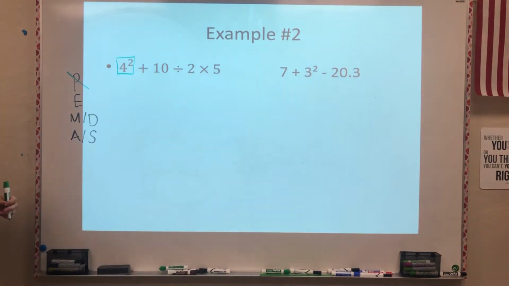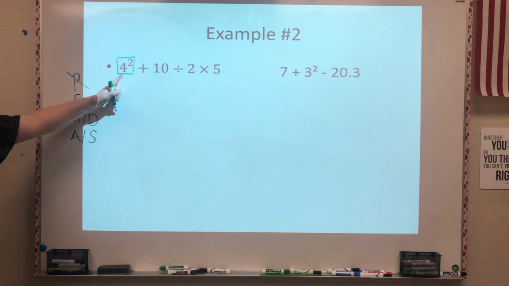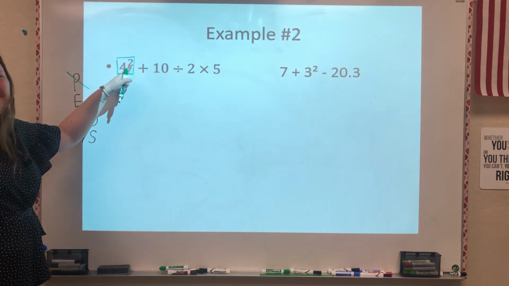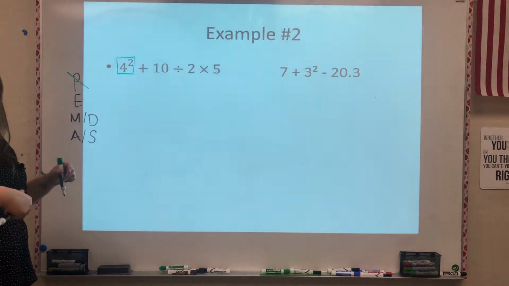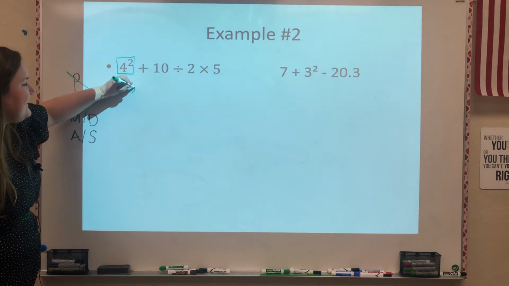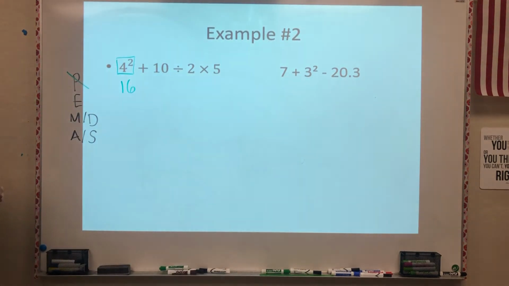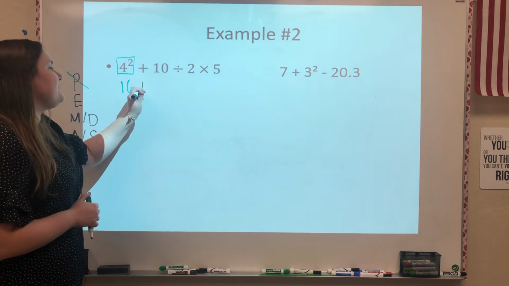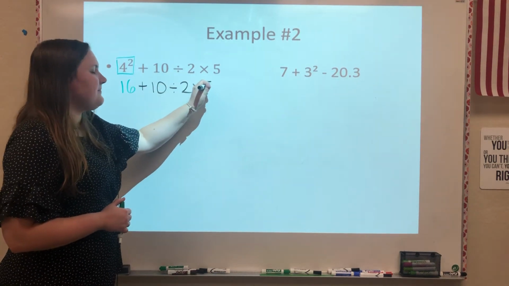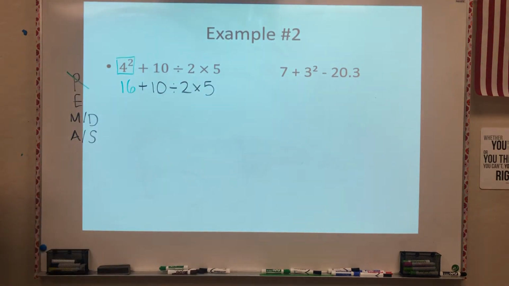What does that equal? Remember, 4 squared, the biggest mistake students make is they do 4 times 2, but that's not what this says. 4 squared means 4 times itself, 4 times 4, which gives you 16. I've done one thing, so all I'm going to do now is just copy everything else down. And I'm going to come over here and cross off my exponent. Done my parentheses, done my exponents.